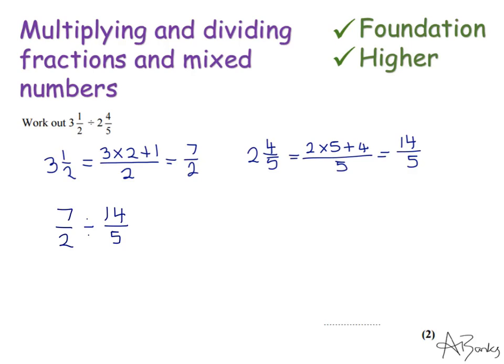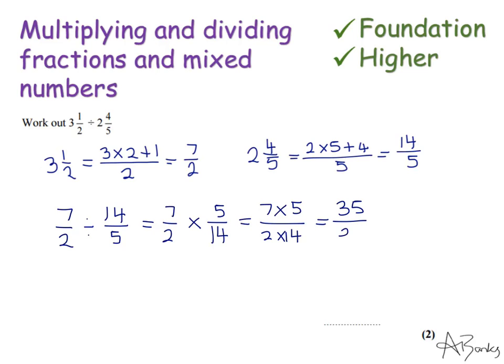And I'm going to do exactly as I said in the last question, keep, change, flip. So keep the first one as it is, change the divide to a multiply, and flip the second fraction over. So instead of 14/5, I've got 5/14. And now do my multiplication. So I've got 7 times 5 and 2 times 14. So that's 35/28. Now this question doesn't say give your answer in a mixed number form, it doesn't say give it in its simplest form, so this answer as it is would get you the full marks.